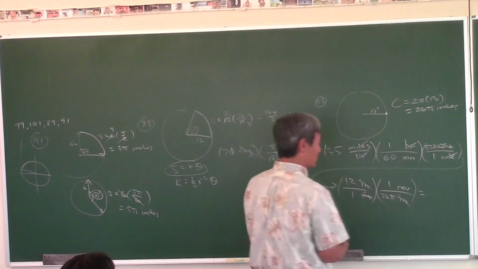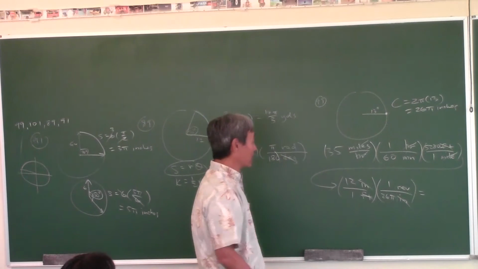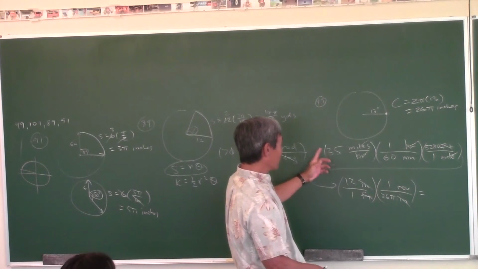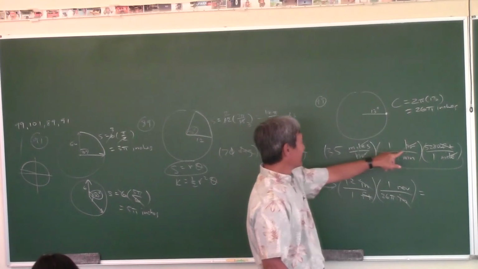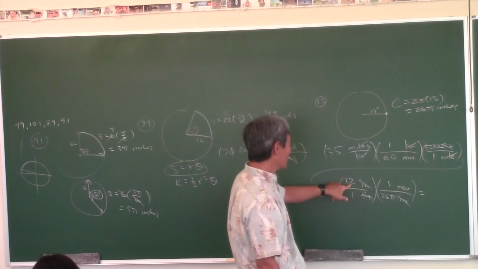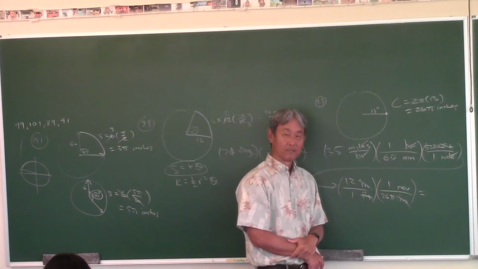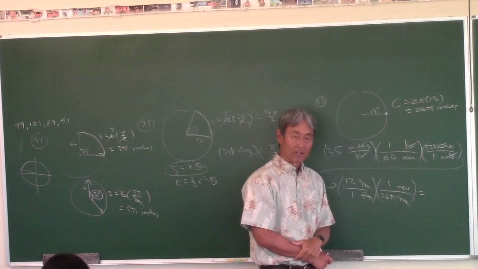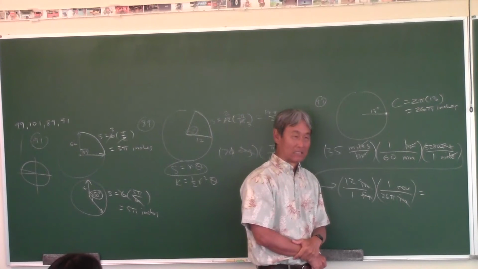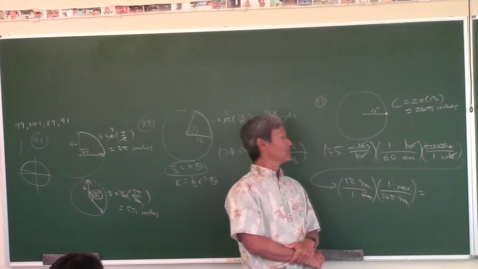Okay, so all you have to do, now they want you to use a calculator, so 35, do all the numerators first. 35 times 5280 times 12, and then you divide that by 60 and 26 pi. And if you have a calculator, that shouldn't be difficult, right? Well, we'll see on the test.